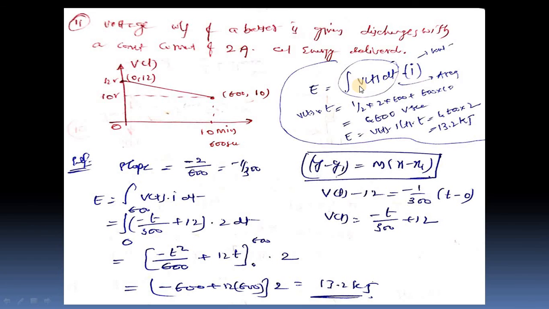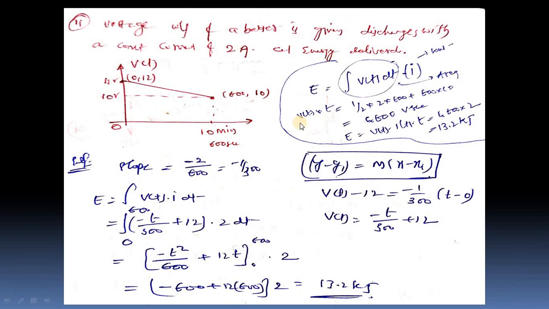The integral of v of t dt is nothing but the area under the curve. Here we can divide this waveform into a rectangle and a right angle triangle. For the triangle, the area formula is half into base multiplied by height. So here half, the base is 2 and the height is 600 seconds, plus the area of the rectangle, which is length into breadth, that is 600 into 10.